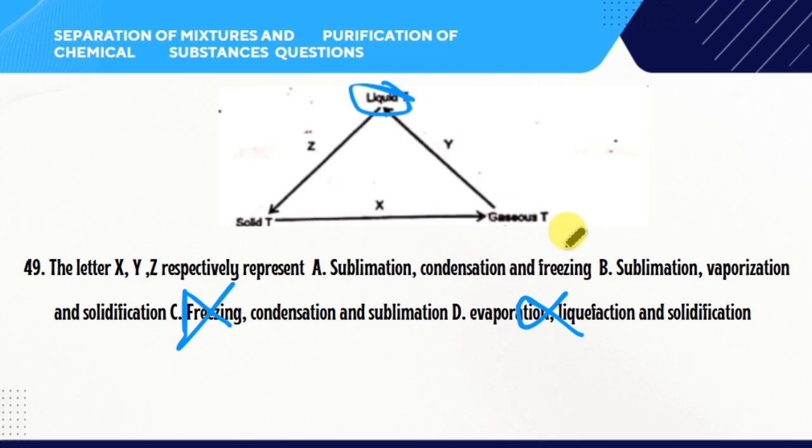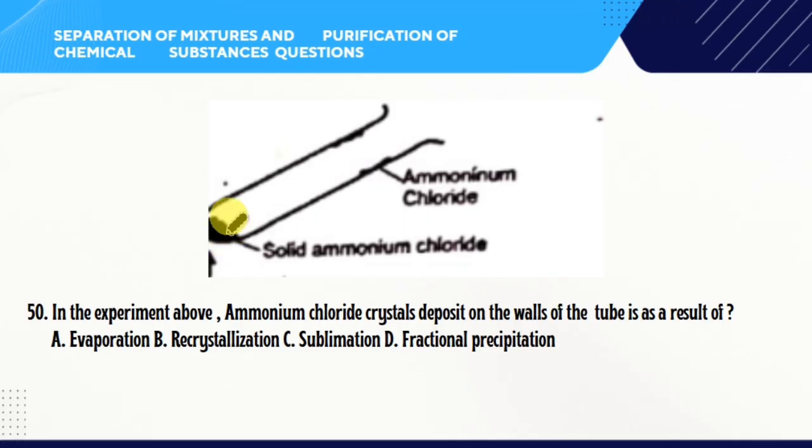So our Y is saying from gaseous state to liquid, that's condensation, right? It's when we are coming from liquid to gas that's evaporation. So the answer is option A now, because option B is saying vaporization. So the answer is option A.